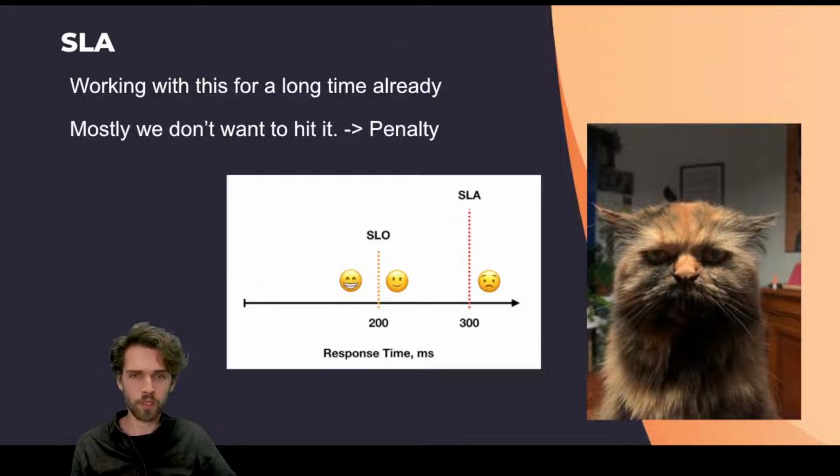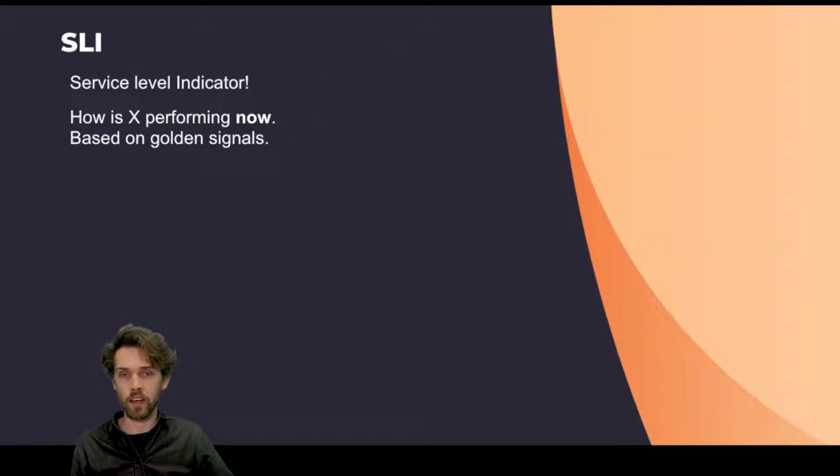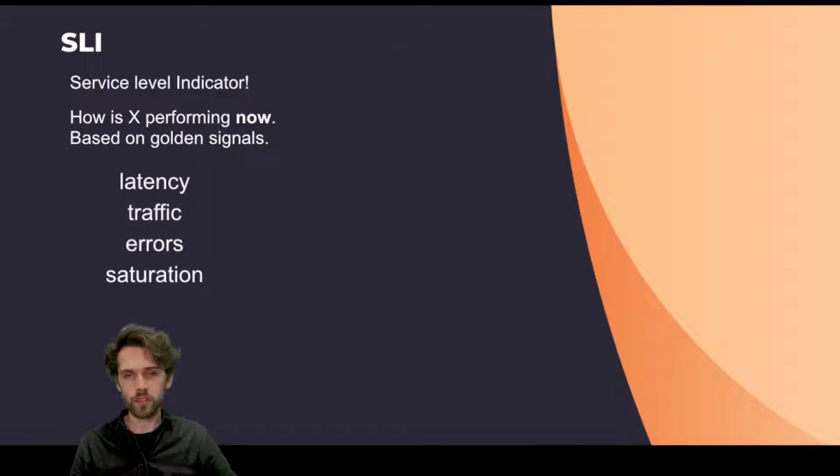So how do we get to an SLO? Well, via an SLI, a service level indicator. An indicator that's going to tell us how a certain service is performing right now. And we're going to do that based on some golden signals. So we're not going to be looking at some CPU, or well, we could actually be looking at network traffic. So what are those golden signals? Those golden signals are latency, traffic, the error rate, and saturation.